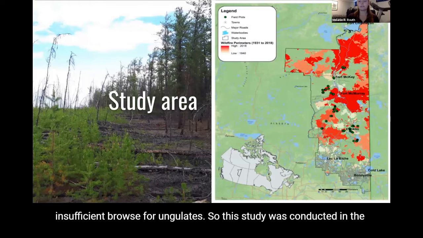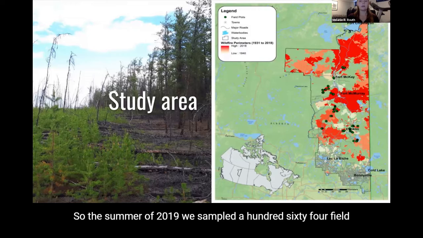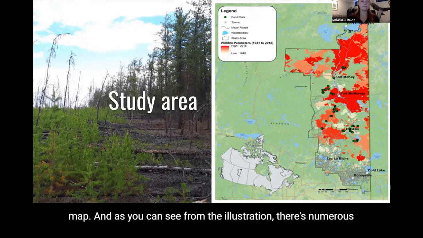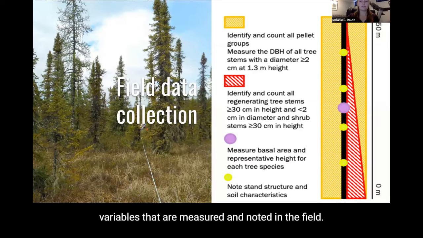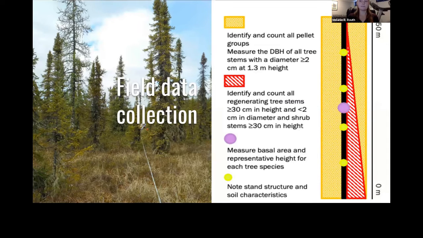So this study was conducted in the Lower Athabasca region, south of Lake Athabasca. So in the summer of 2019, we sampled 164 field plots, which is represented by the green dots on the map. And as you can see from the illustration, there are numerous variables that were measured and noted in the field. So for this study, what's important is that we measured all of the shrub stems over 30 centimeters in height, as well as all of the sapling stems over 30 centimeters in height and under 2 centimeters in diameter on the right side of the 50-meter belt transect.